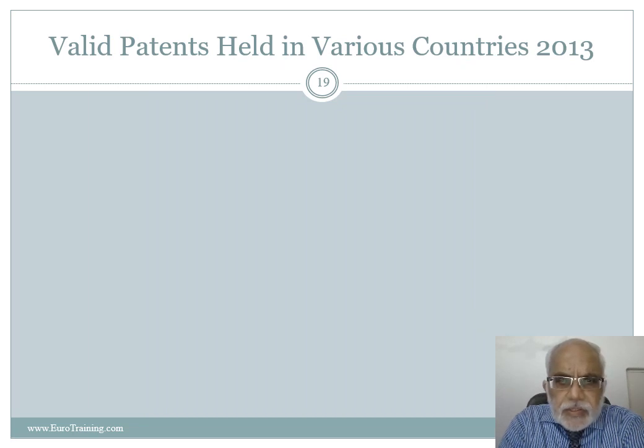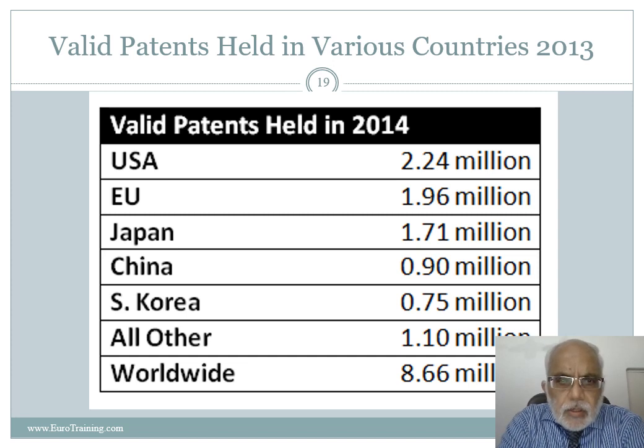And if you look at the various patents held in various countries, as of 2014, USA 2.24 million, EU 1.96 million, Japan 1.71 million, China 0.9 million. Now, for the Chinese 0.9 million, you must also remember that these are valid patents, and there will always be duplication between them. That means a company that files a patent in the US may also be filing a patent in the EU and may also be filing in Japan and China. So sometimes these Chinese numbers, for example, 0.9 million, are not representative that these are Chinese nationals holding these patents, but it's the number of patents that were filed in China.